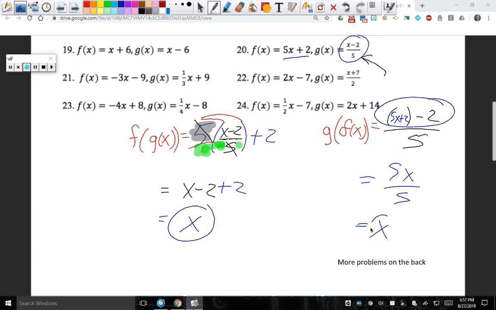Are these obviously the same? Yes. So you say f and g are inverses. Nice job, Tyler, on that.